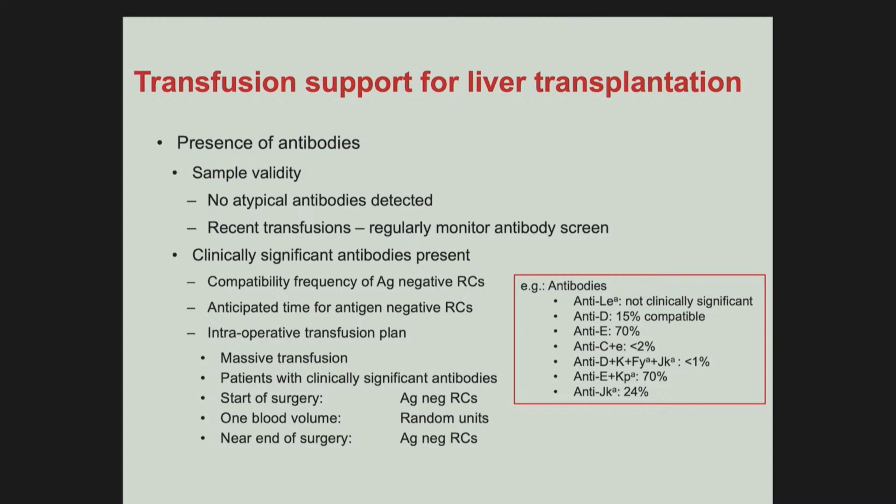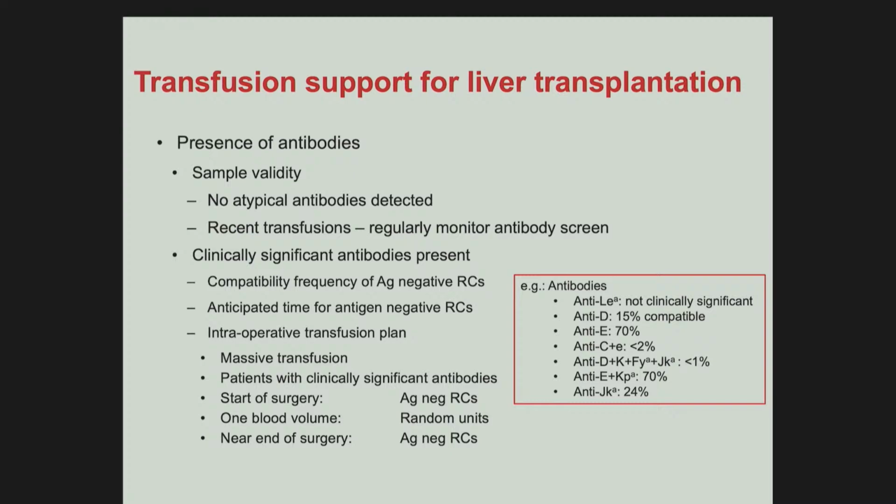So what about actual transfusion support in liver transplant? Our approach was that we'd be notified. If the patient had clinically significant antibodies, we would try to hold a number of antigen-negative red cells in inventory, as these transplants could happen at any time of the day or night. We had an active list of patients who were on the transplant list, and when the transplant happened, we'd have enough to start the transplant. In the meantime, we'd liaise with the blood service to get more.